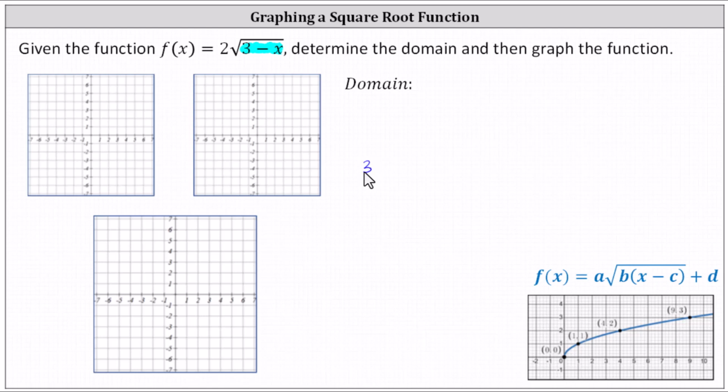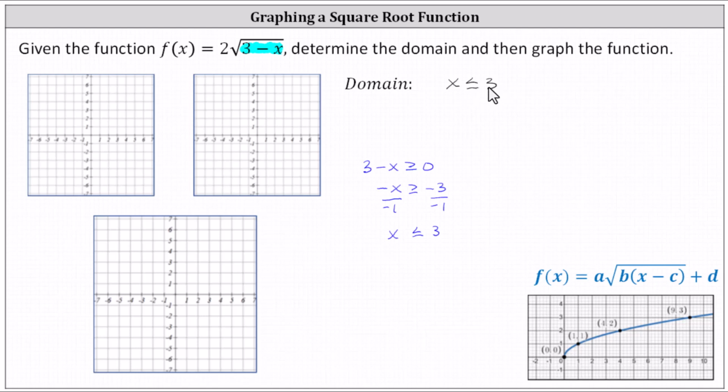So again, starting with 3 minus x greater than or equal to 0, we need to solve for x. Let's first subtract 3 on both sides, which gives us negative x greater than or equal to negative 3. And now to solve for x, we need to either multiply by negative 1 or divide by negative 1. But whenever we multiply or divide by a negative when solving an inequality, we must reverse the inequality. So we'll go ahead and divide both sides by negative 1, but again also reverse the inequality. Simplifying, we have x less than or equal to 3. This is the domain expressed as an inequality.